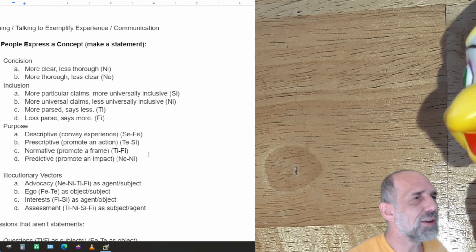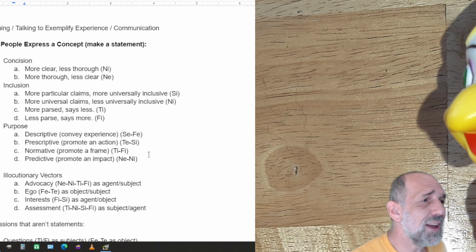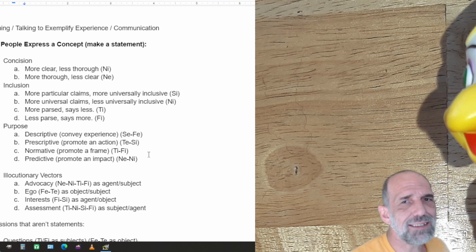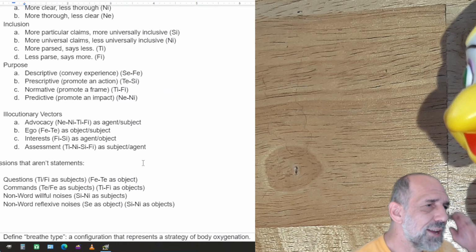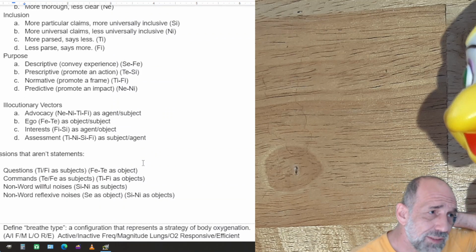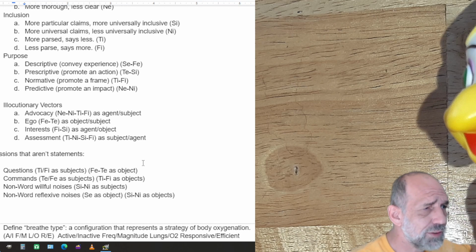Assessment as well. To what extent are they expressing statements not so much as a means of conveying information as assessing how you react to it, or something like that? Okay. And then expressions that aren't statements. There's questions, there's commands, there's non-word willful noises, and there's non-word reflexive noises.